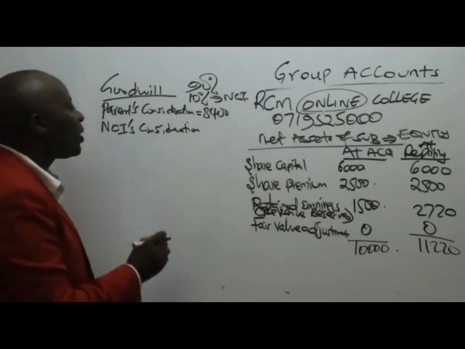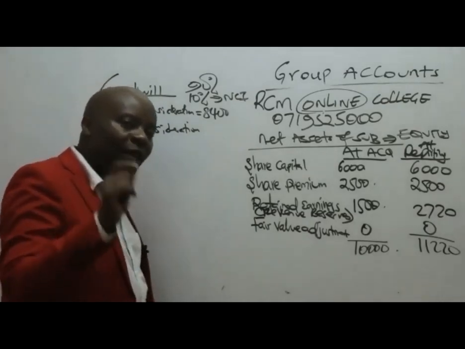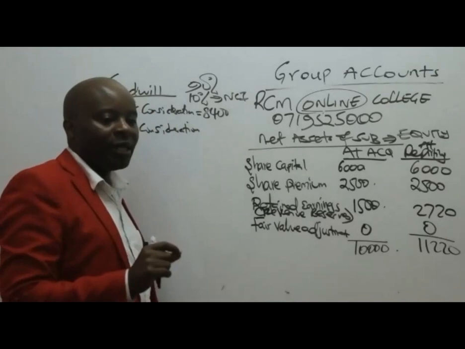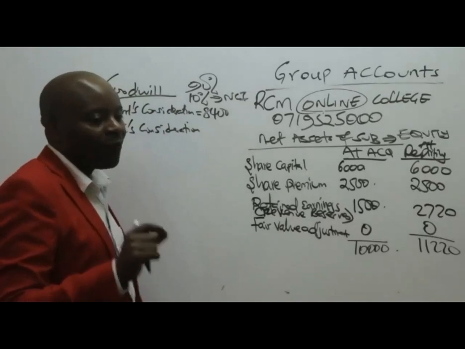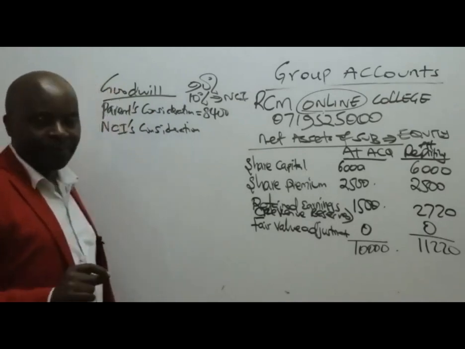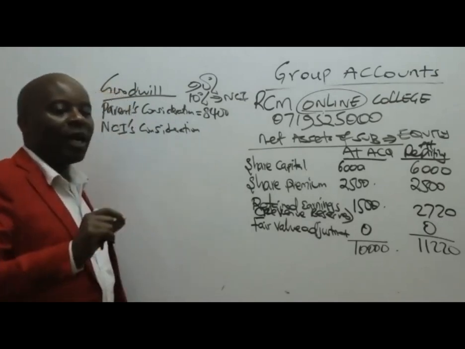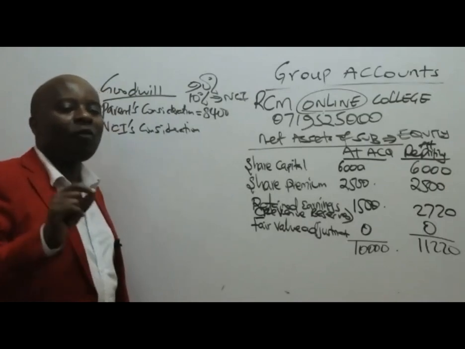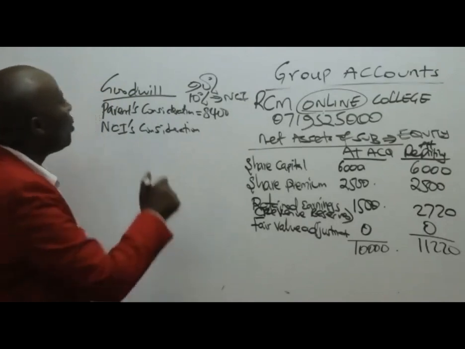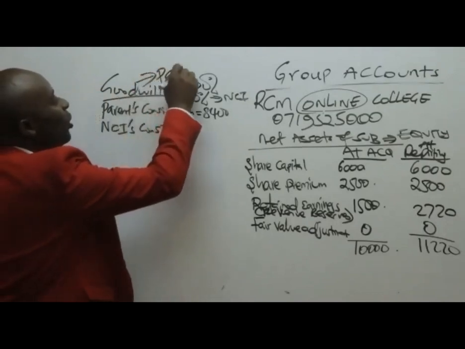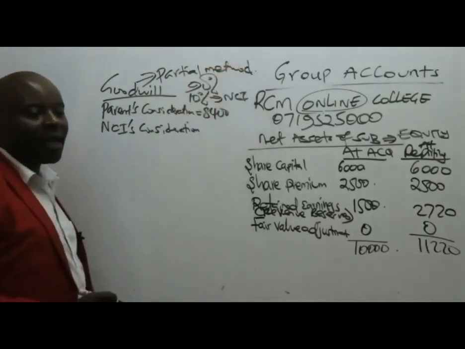For the NCI's consideration, there are two ways of getting this. In most cases, you'll be given the fair value of non-controlling interest. But in this question, the examiner never gave us anything to do with the fair value of NCI. It's not given. So if it's not given, then we shall apply what we call the partial method.